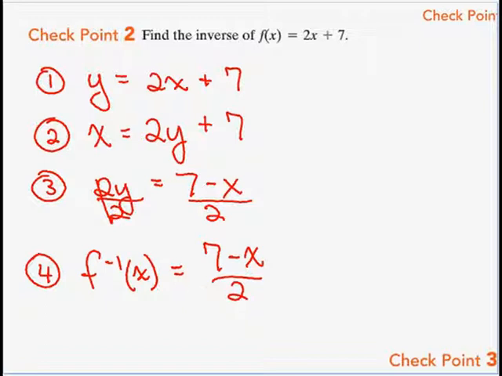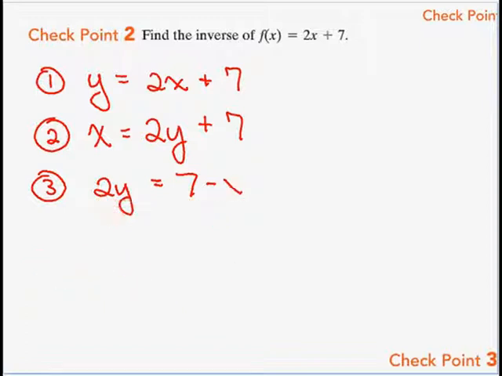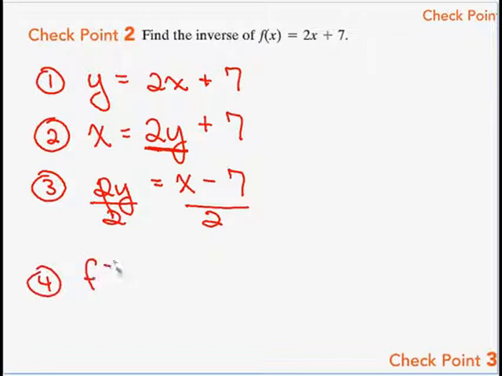Oh, and why didn't you stop me? I made a little mistake. So we're going to back up to step 3 here. Solving for 2y, it would be x minus 7, not 7 minus x, x minus 7. I'm just testing you to keep you on your toes there. All right, and then we divide by 2. So again, step 4, replace y with f inverse of x, and that's equal to x minus 7, quantity divided by 2.